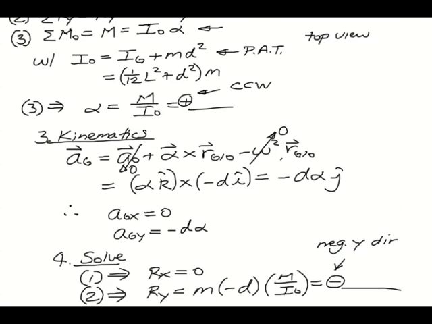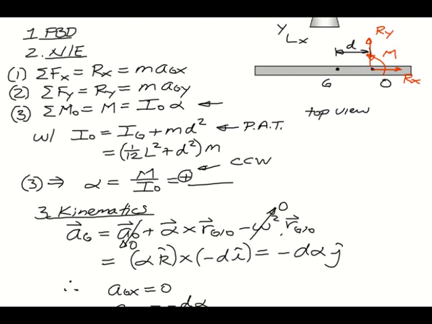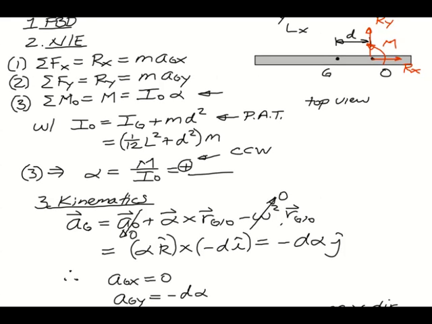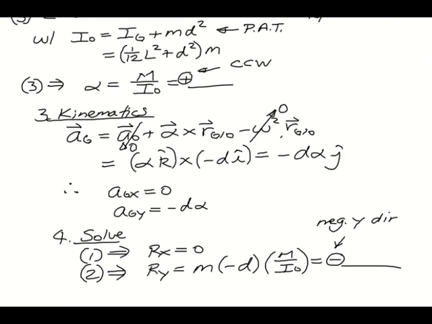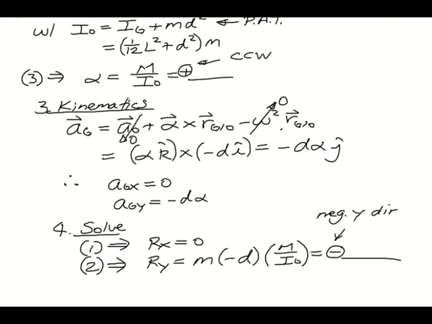So what do we do? Well, we drew an FBD of the bar. The only thing causing a moment about O was the couple M. So that right away tells us the angular acceleration of the bar. And then we use kinematics to relate the acceleration of G back to the alpha for the bar. We found out that the x component of acceleration of G is 0, and the y is minus d alpha. Substitute that in, and we get the components of Rx and Ry.